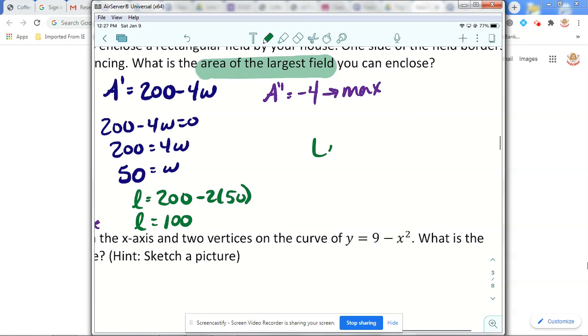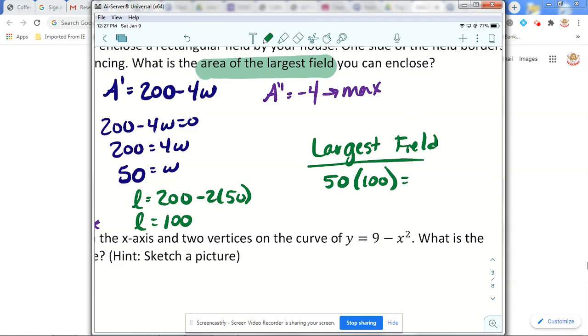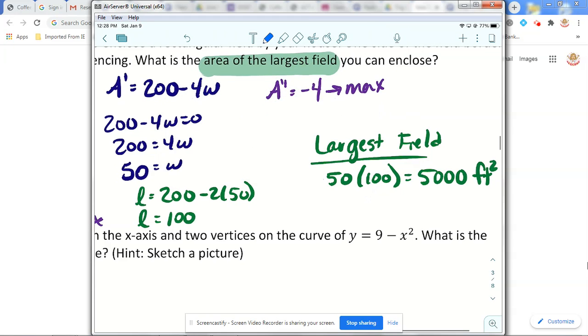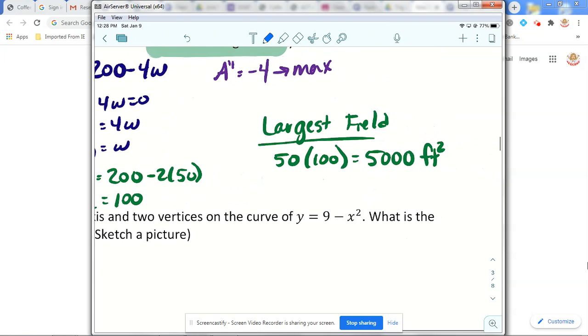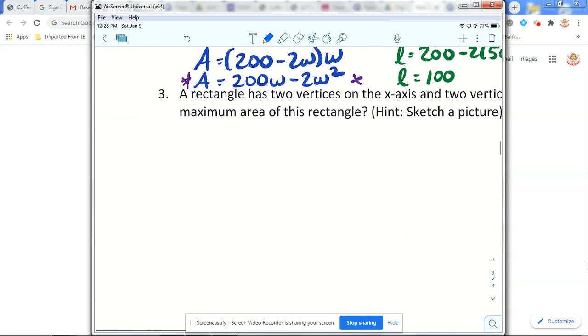And so the largest field is going to be 50 feet by 100 feet, or an area of 5,000 square feet. Okay. So calculus comes in handy in agriculture as well.